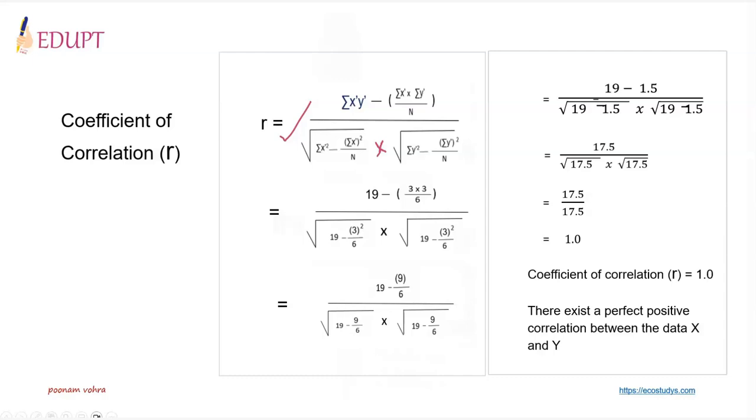Substitute the values. We have already found values for summation of x dash y dash, summation of x dash, summation of y dash, summation of x dash square, summation of y dash square. Now you need to simply substitute the values, calculate, and you will find that in this case the coefficient of correlation is 1, which is positive. So it implies there exists a perfect positive correlation between variables x and y.